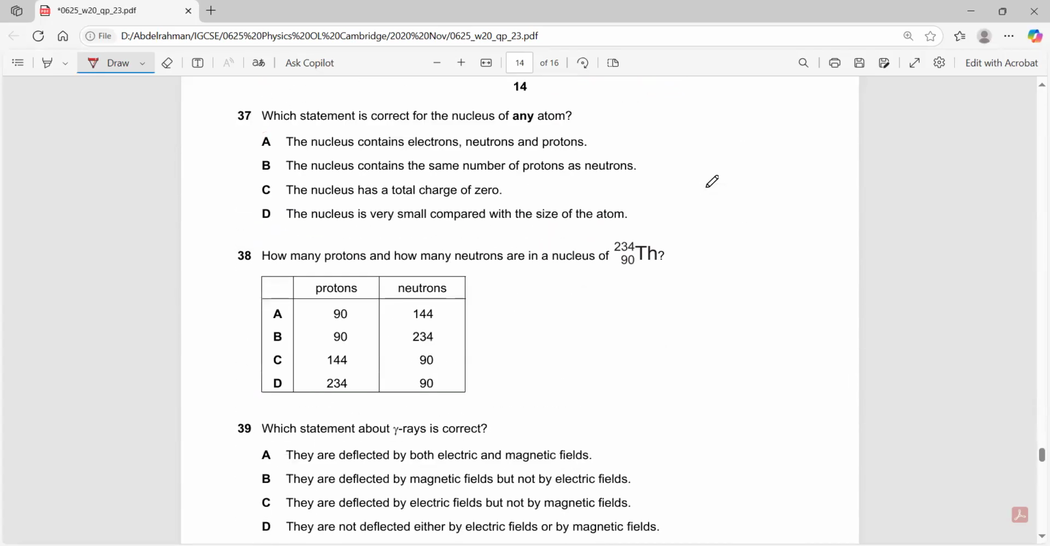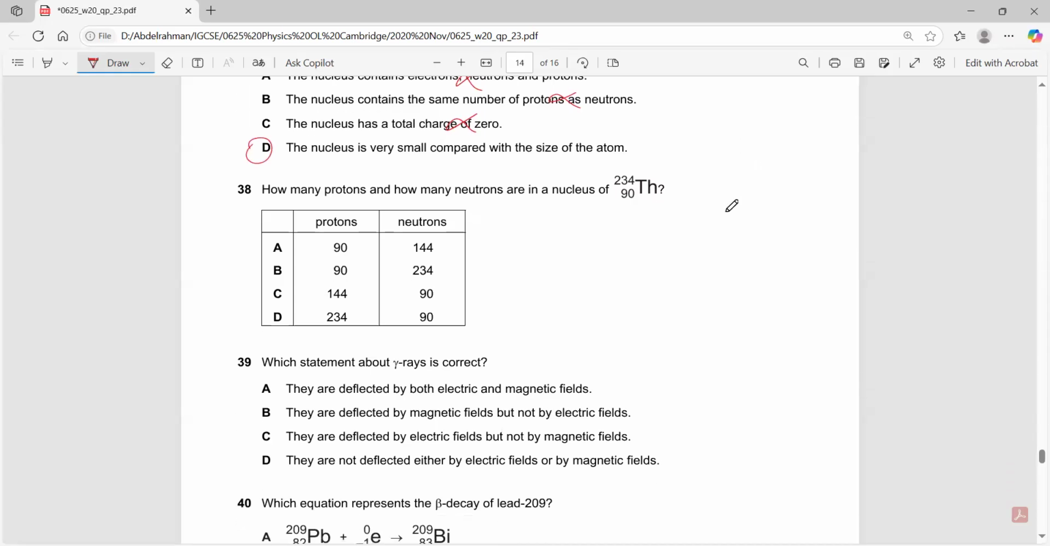Which statement is correct for the nucleus of any atom? Nucleus contains electrons. Wrong. Nucleus contains the same number of protons as neutrons. Wrong. Total charge of zero. Wrong. Nucleus is very small compared to the size of the atom. How many protons and how many neutrons are in the nucleus? You have 90 protons, and the number of neutrons would be 234 minus 90.